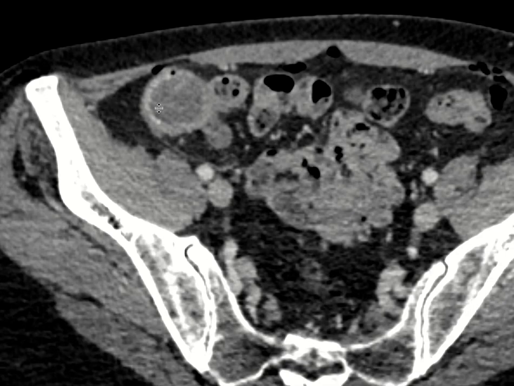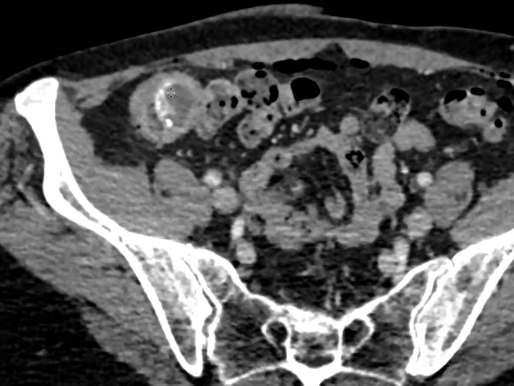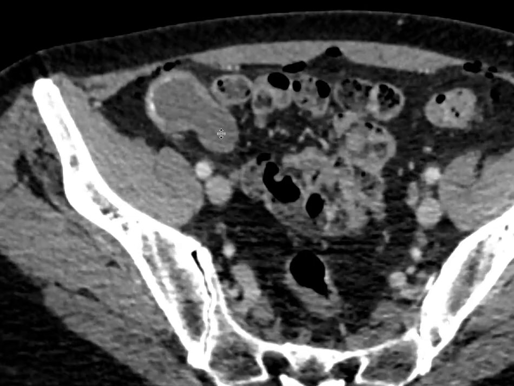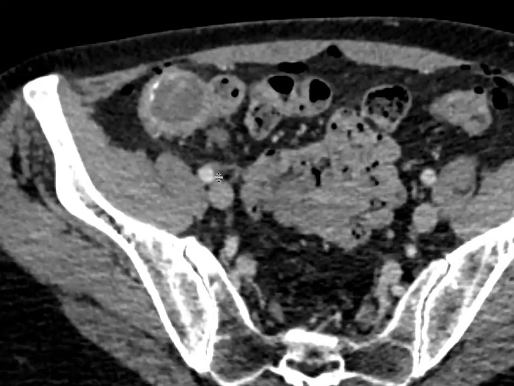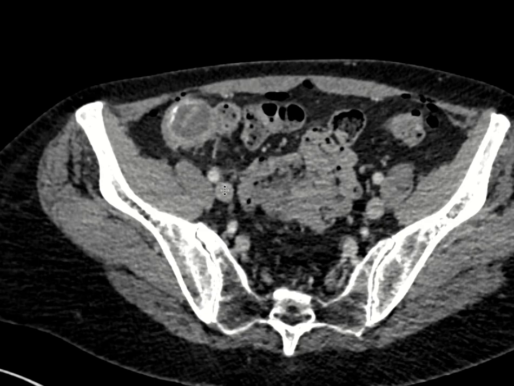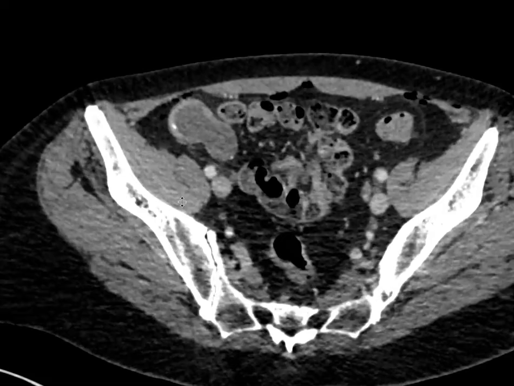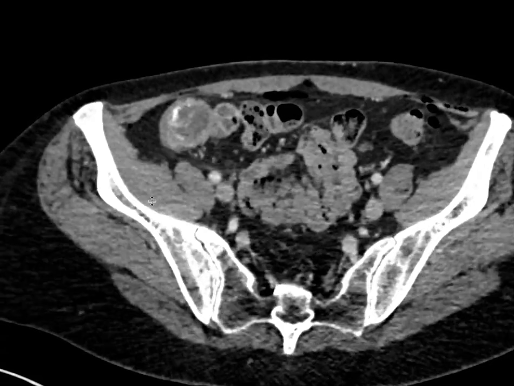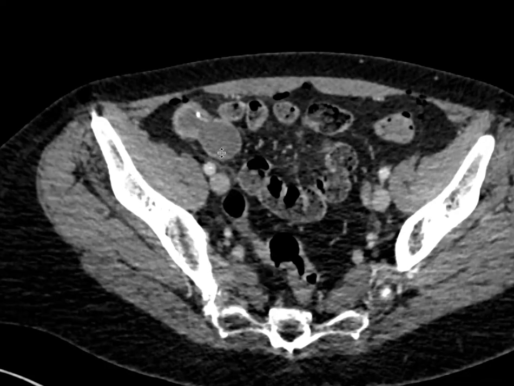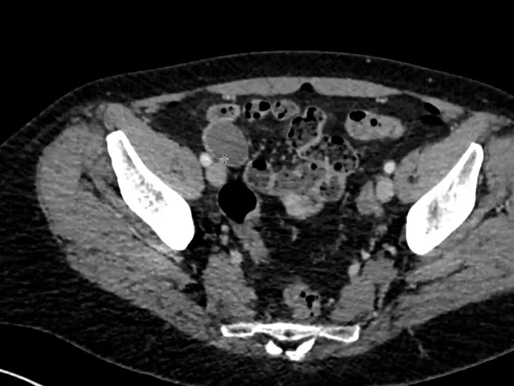The other thing to note as well is that there's some peripheral calcifications involving this fluid collection within the appendix. And so this is actually very classic for an appendiceal mucinous neoplasm. These patients are important to pick up on because as the appendix becomes more and more distended with mucinous tumor, these things can actually rupture.